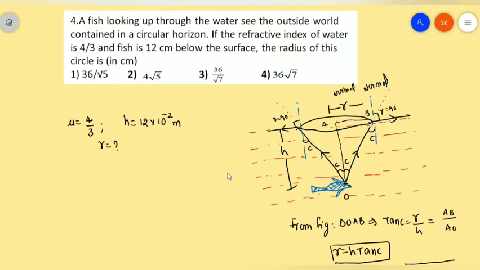The radius of this circle is called the field of view. Through this circle the fish can see the outside world. The circle is the field of view, we can say. We want the radius of the field of view. Then how can we find out the radius? We have the formula for the radius, that is r is equal to h tan c. We derived it here, but we don't know tan c. C we don't know, but we know nu is equal to 1 by sin c, right?